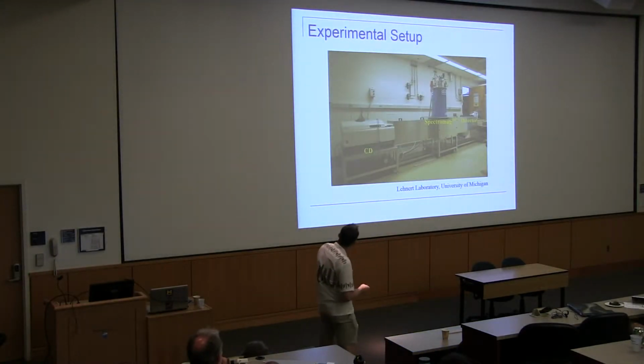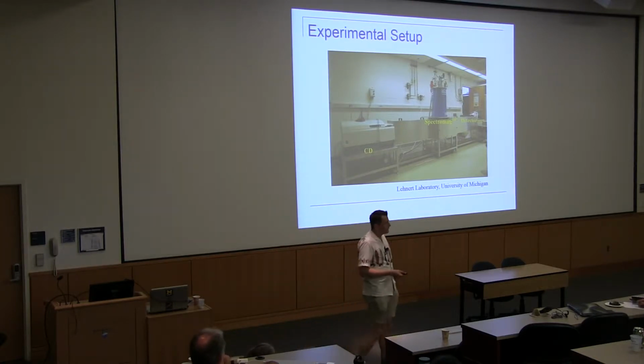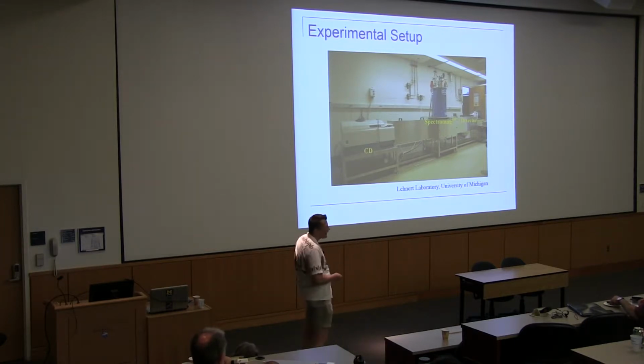Here's an experimental setup. This is the one in my laboratory, but it's pretty typical, right? So you essentially have two pieces of equipment you have to buy. You need the CD spectrometer in order to get your circular polarized light and measure the absorption of this, or the difference in absorption, and then you need to be able to put your sample into a magnet.